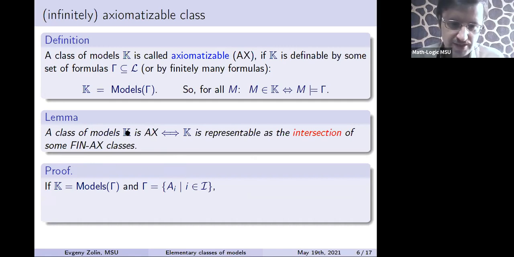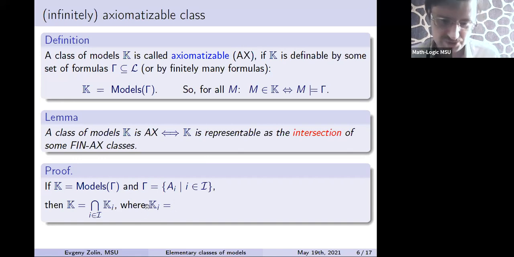So assume that K is axiomatizable. So its axioms are the set gamma, and gamma consists of some formulas Ai. Then we can easily represent this class K as the intersection of finitely axiomatizable classes, Ki. What is Ki? Can you tell me what will be the Ki class? It must be finitely axiomatizable. It must be axiomatized by some formula or some finite set of formulas.